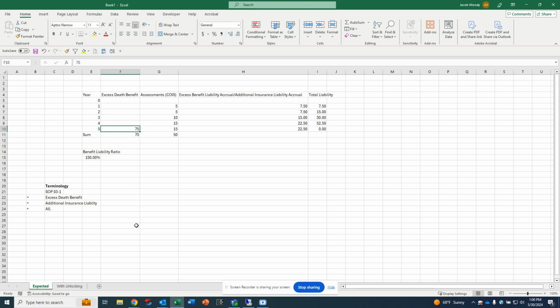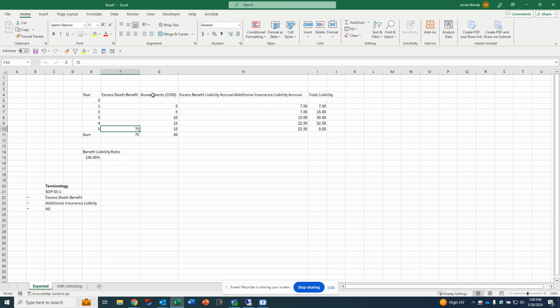What is an excess death benefit, by the way? An excess death benefit is the amount that you pay above the account value in that product or policy. For instance, if the death benefit was $1 million and the account value at that time was only $100,000 and the person died, then you would have an excess death benefit of $900,000. Here we have an excess death benefit of 75 to keep things simple.